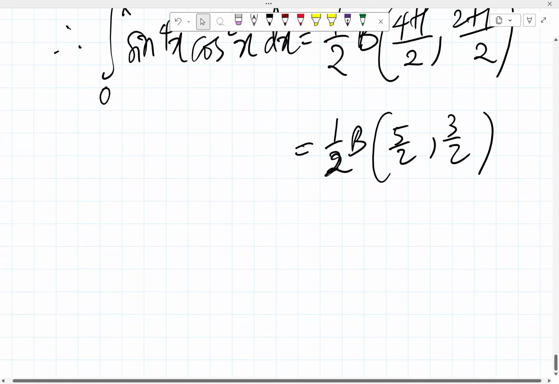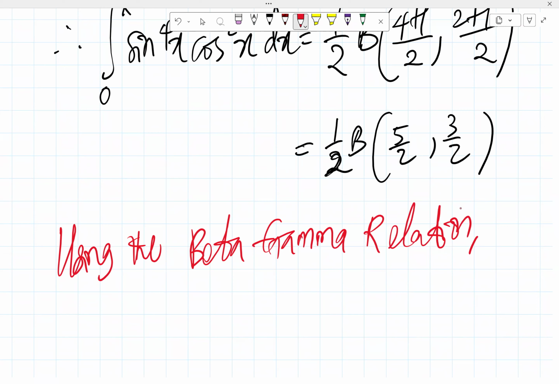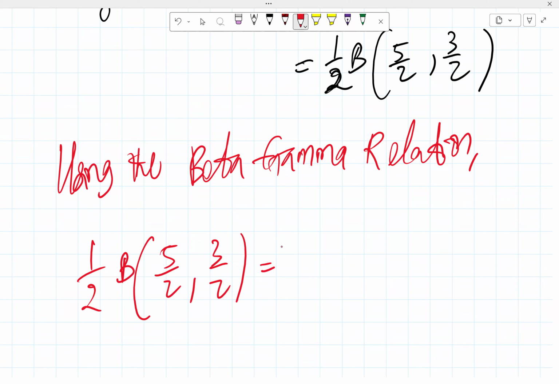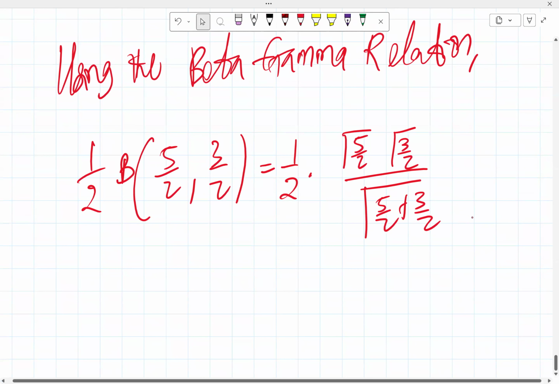So if we then use the beta gamma relation, we have that half beta of 5 over 2, 3 over 2 will simply be 1 over 2 times gamma 5 over 2 gamma 3 over 2, all over gamma of 5 over 2 plus 3 over 2. So that means we have half times gamma 5 over 2.